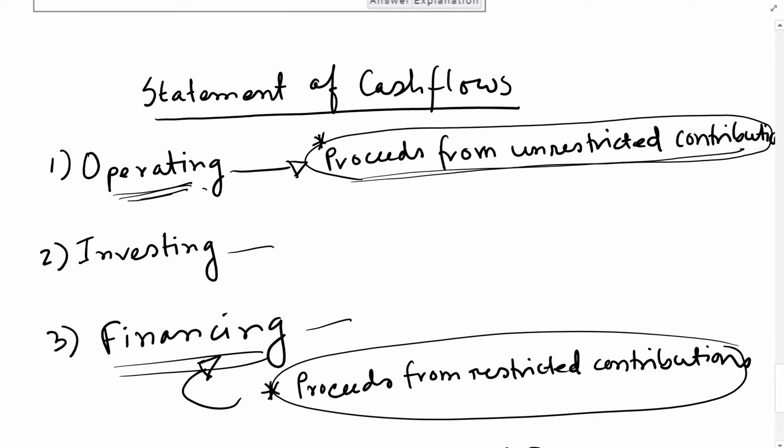And investing is basically the sale of any type of assets, or any type of cash receipts that is also restricted to invest in an equipment, or if you invest in an equipment, that will be under the investing part. And the third category is the financing, which usually includes all financing type of activities. And you have to remember, if you receive any contribution with donor restrictions, or temporarily restricted or a permanently restricted contribution, that will be under the financing part.